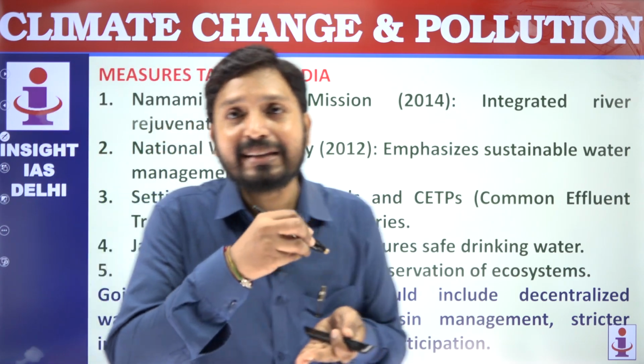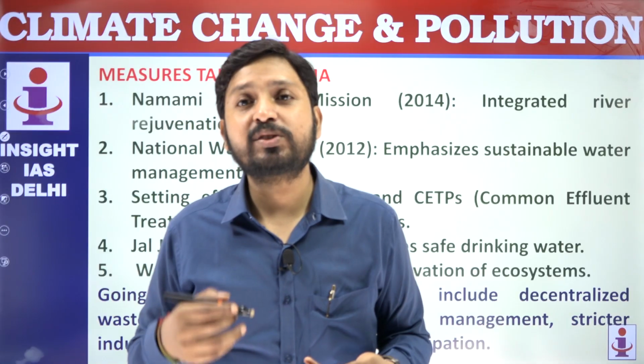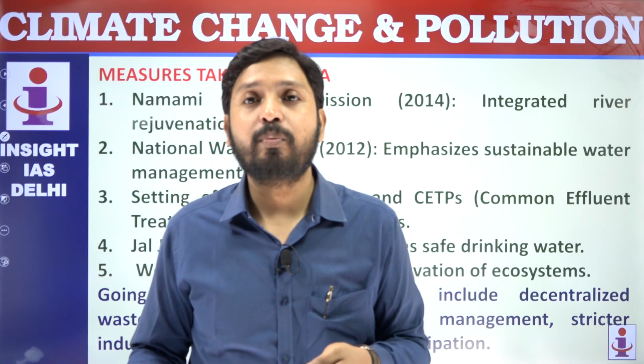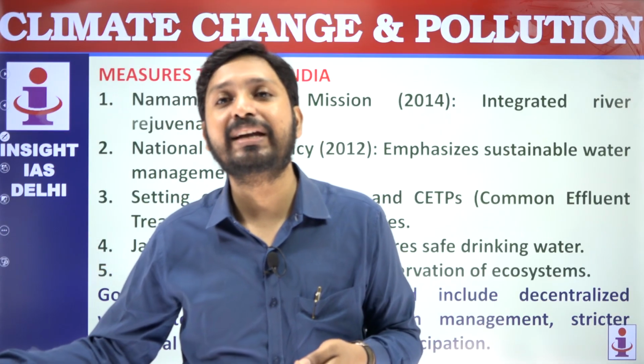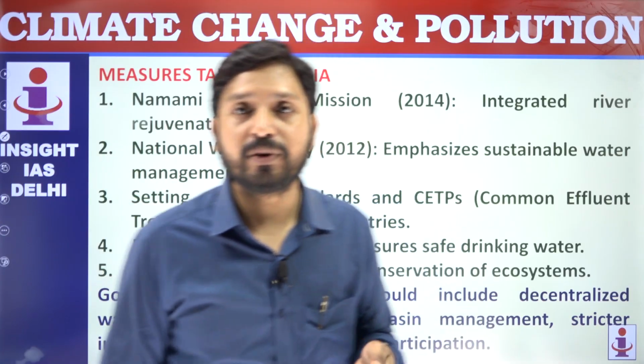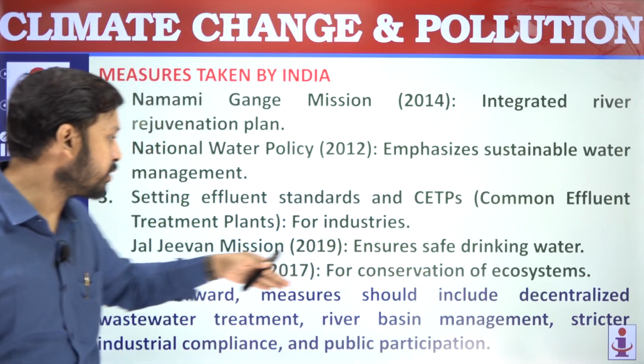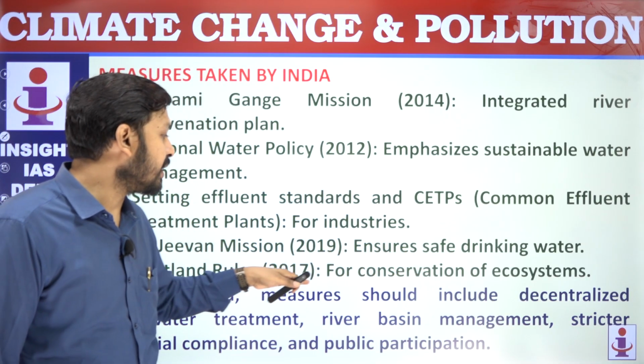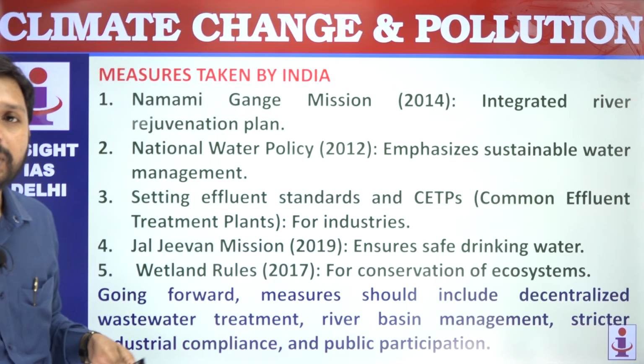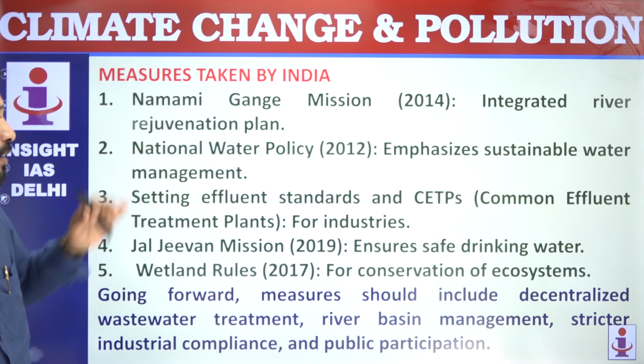I told you, industries release a lot of effluent which has very toxic chemicals. So before releasing them into the water bodies, they have to be treated and then they can be released, so that the levels of water pollution will be reduced. Apart from that, the Jal Jeevan Mission ensures safe drinking water to households, and wetland rules are also brought for conservation of the ecosystem. So all these things are the measures taken by the government of India.